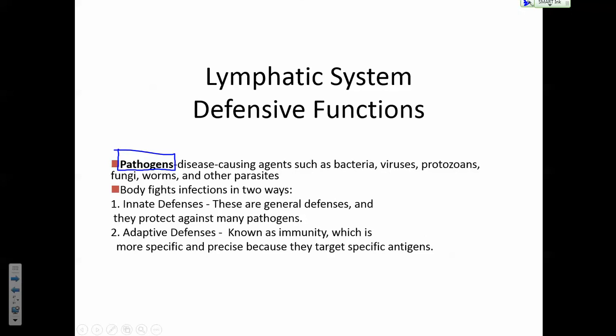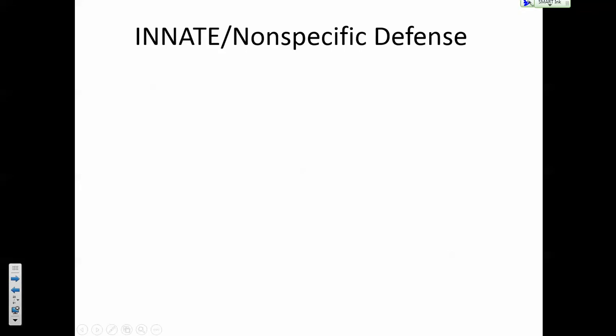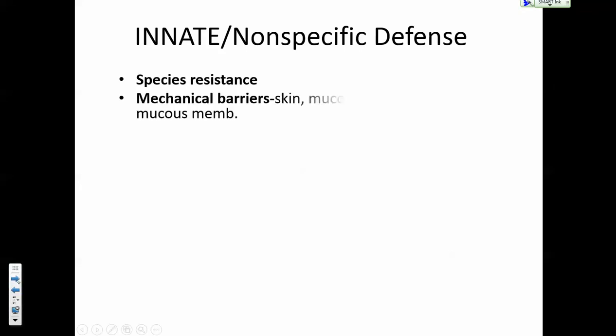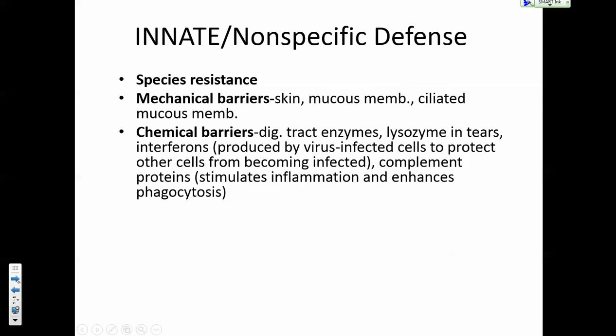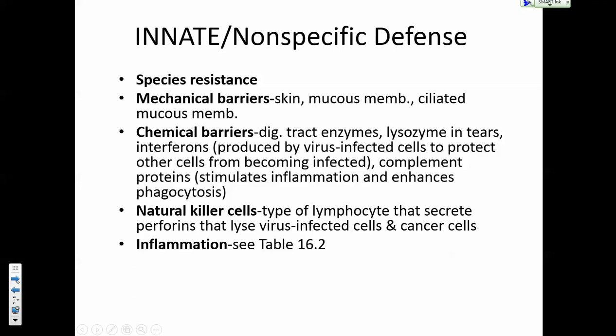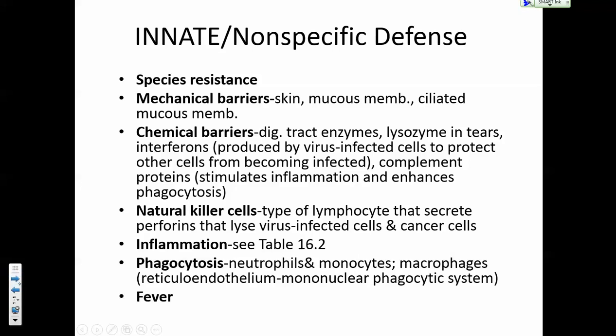Okay. So today I want us to just look at the innate defenses, and then next time we'll focus on immunity, which is the adaptive or specific defenses. Okay, so look at the non-specific, general, innate defenses. I've listed several of these. The fact that you are a human being causes you to have what we call species resistance.